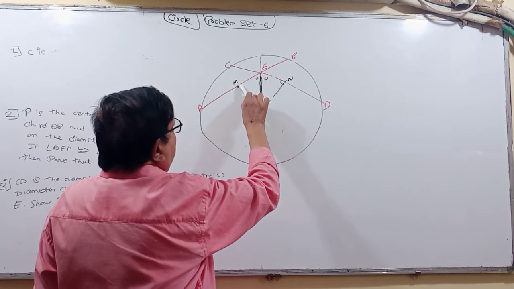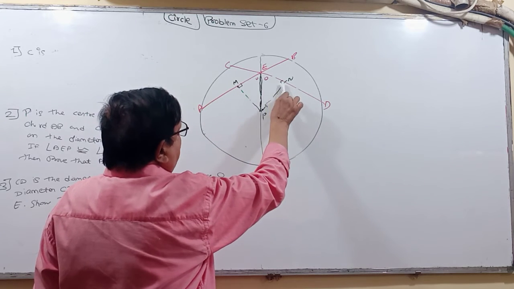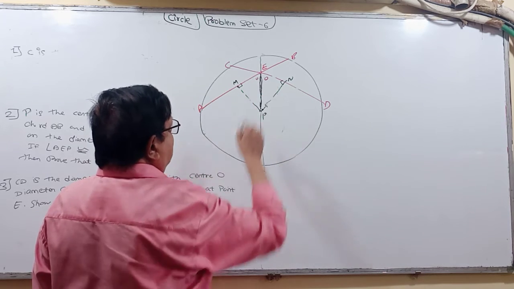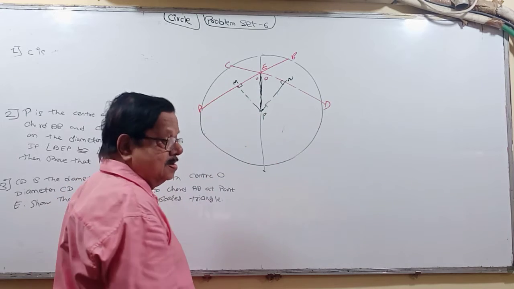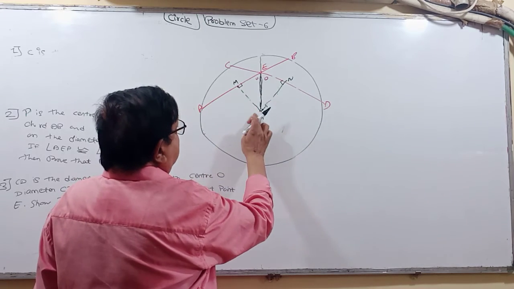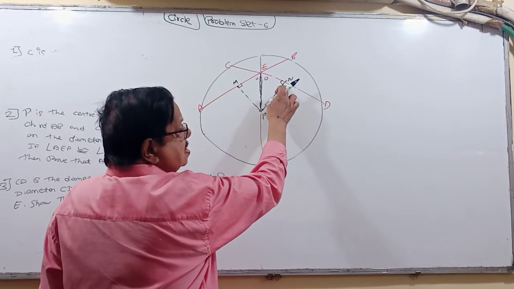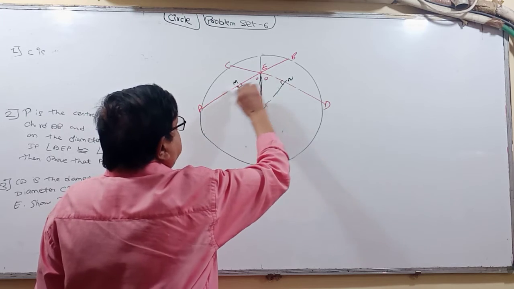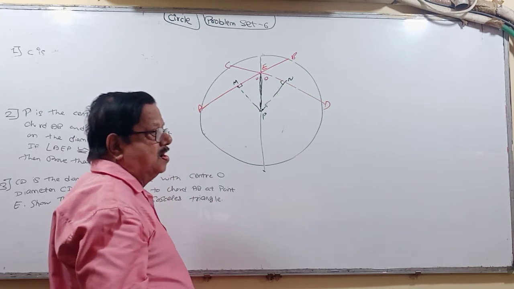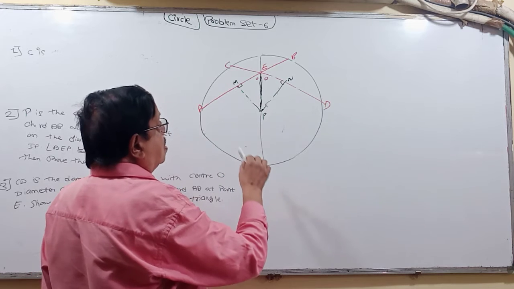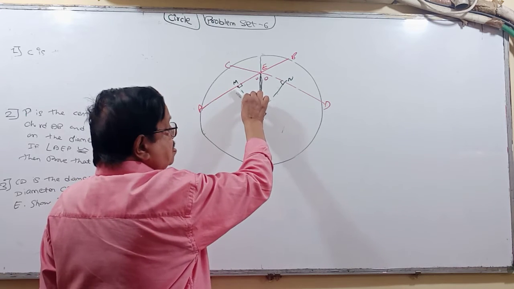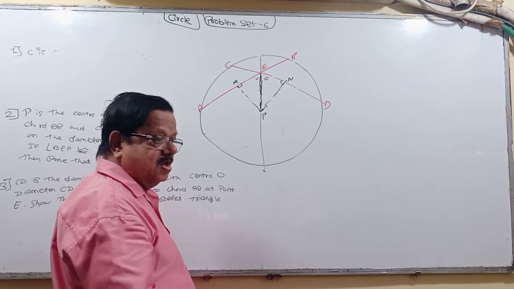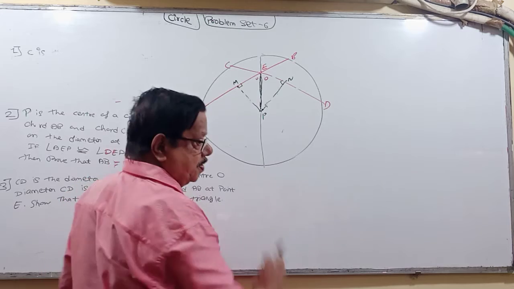Angle side congruent to angle side, or side angle congruent to side angle. These two triangles are congruent. If the triangles are congruent, corresponding sides are congruent. If this is congruent to this, this chord is congruent to this chord. We have a nice theorem. The chords which are equidistant from the center are congruent. We have studied that theorem. So I will write the proof for you here.